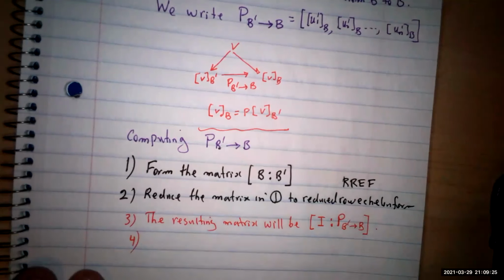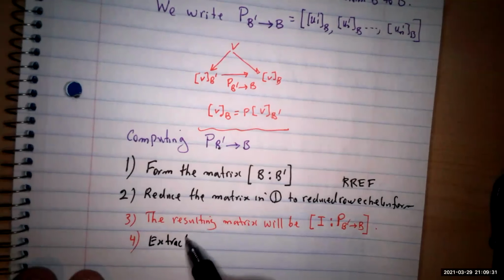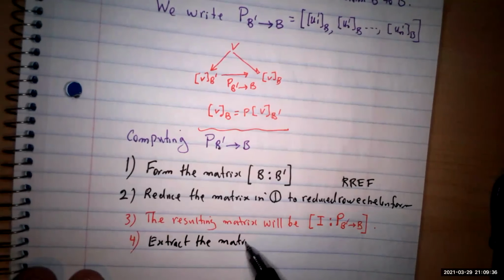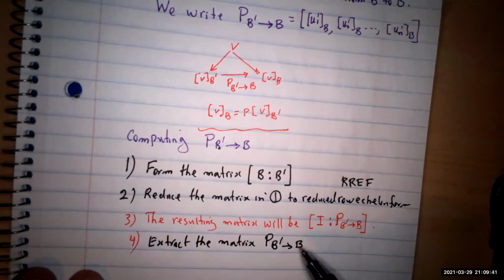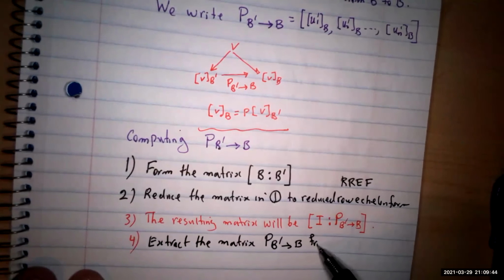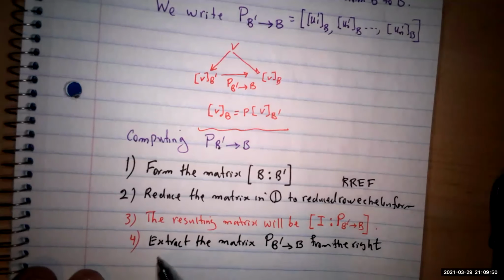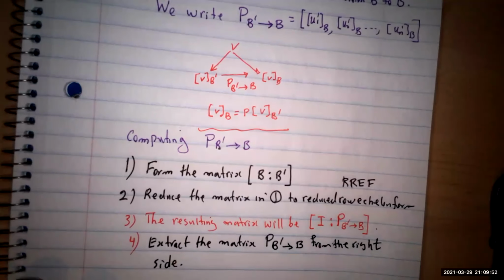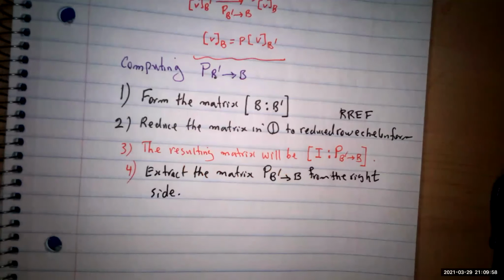You are going to extract the matrix, the one that you have, P from B prime to B, from the right side, and then you're done. Okay, so it makes it easy to find. But in general, if you want to do the actual job, it's difficult.